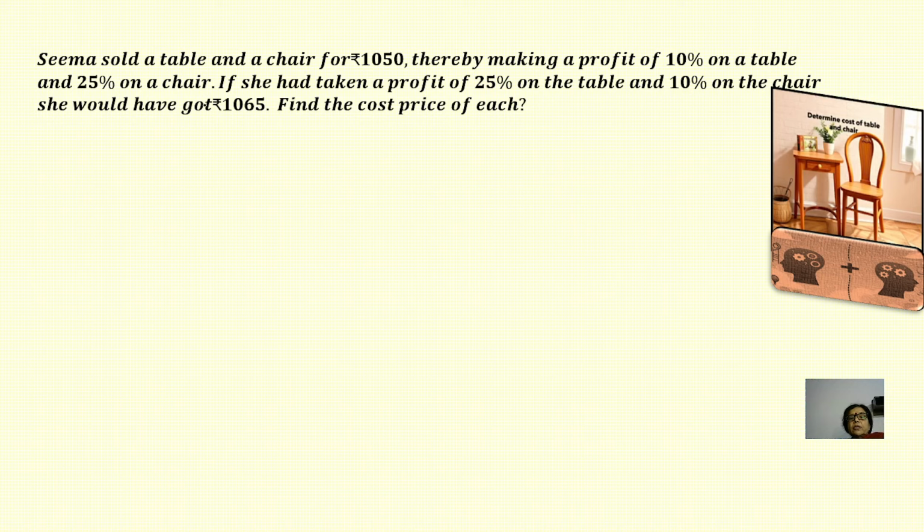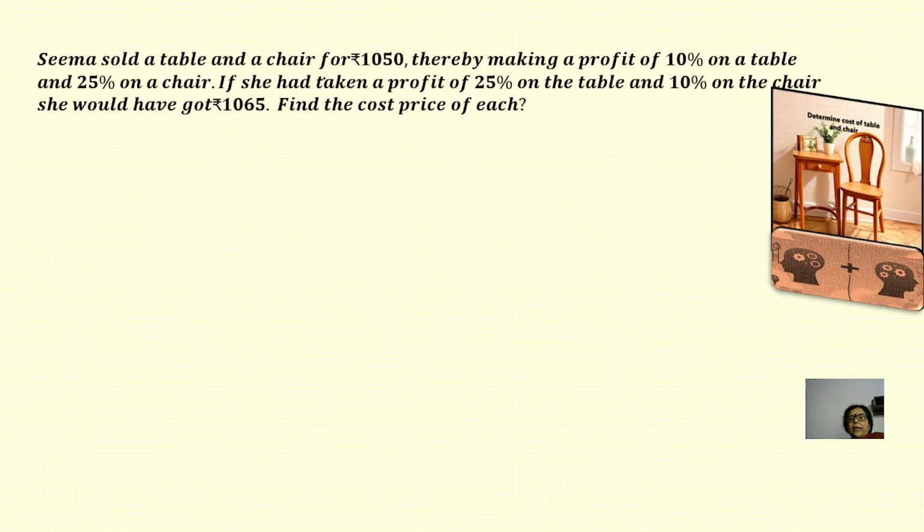Next question is, Seema sold a table and a chair for rupees 1050, thereby making a profit of 10% on a table and 25% on a chair. If she had taken a profit of 25% on the table and 10% on the chair, she would have got rupees 1065. Find the cost price of each.